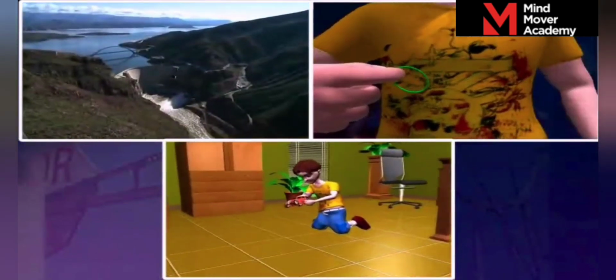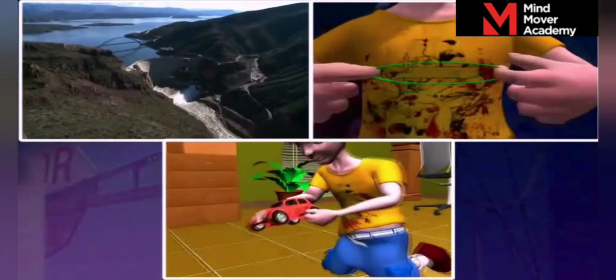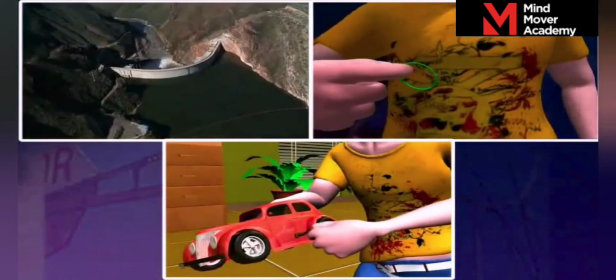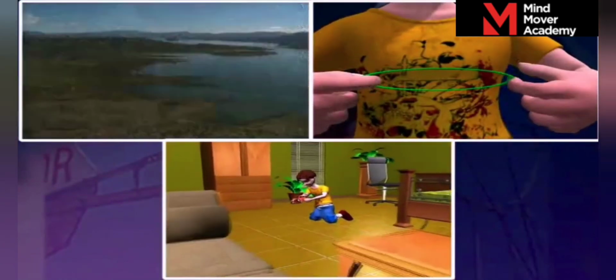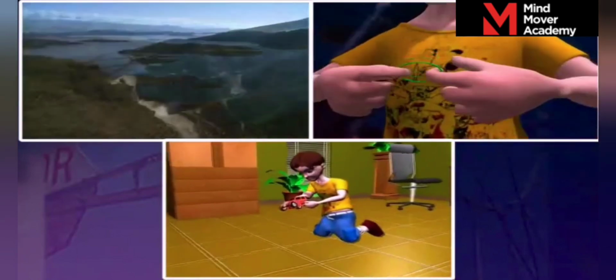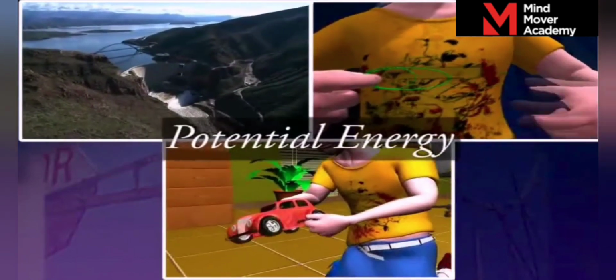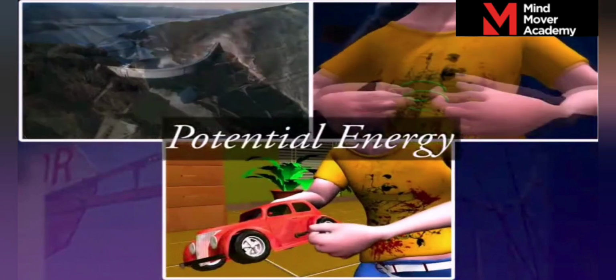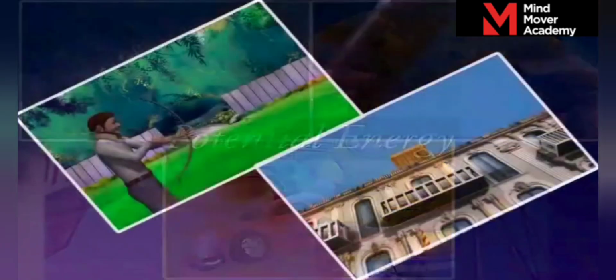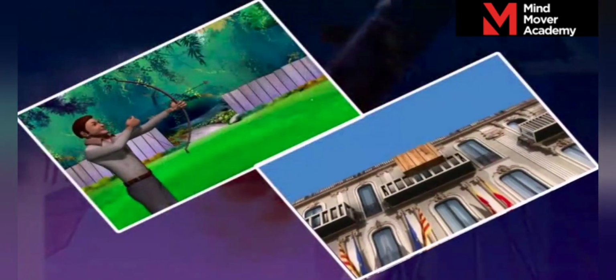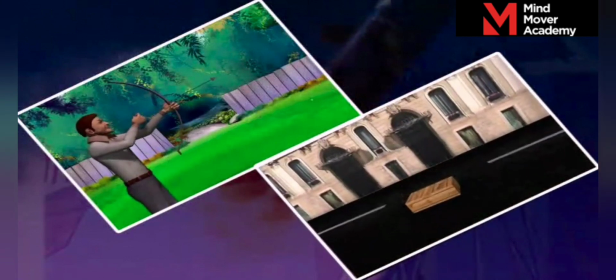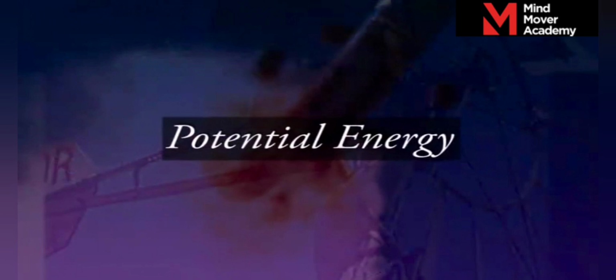In all the above illustrations, the applied force does not change the velocity, but instead changes the position. The work done by the force gets stored up in another form of energy called potential energy. The energy possessed by an object by virtue of its position or configuration is called its potential energy.